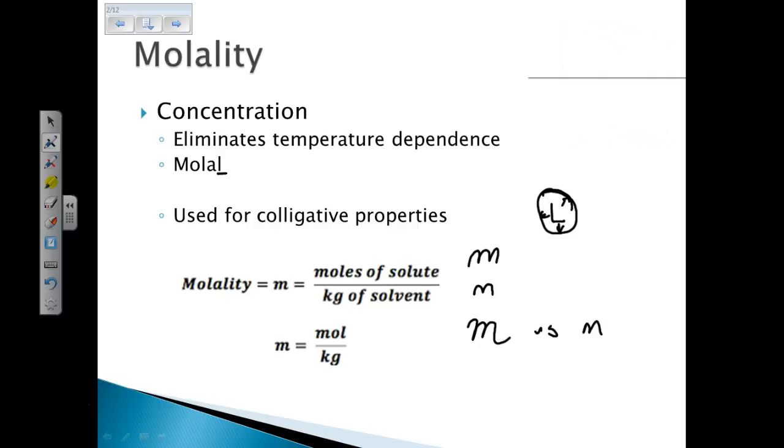Molality is moles of solute per kilograms of solvent. Solute meaning the thing that is dissolved into the water, and solvent is usually water. Could be other things, but typically water. So it's moles per kilogram.